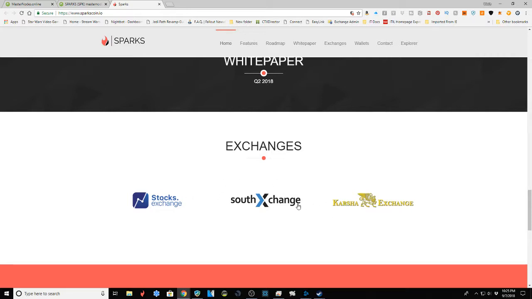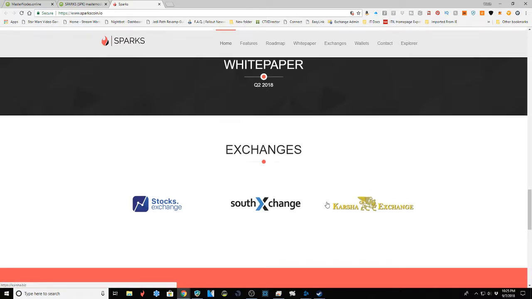Now, there's nothing really on South Exchange that I really want right now, but this was an example. And the actual coin trades on Stocks Exchange and Trade Satoshi, which is nice to have a bridge between the two because there are some coins on Trade Satoshi that I want. There are some coins on Stocks Exchange that I want.